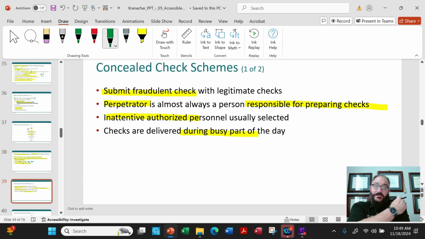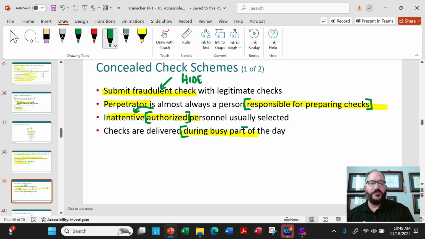A little bit more. Now they're talking about concealed check. It says submit the fraudulent check with legitimate checks. Basically, you're trying to hide it in a pile. That could work, especially if somebody's not paying attention. Notice the perpetrator is almost always the person responsible for preparing the checks, who has access, who's trusted, some authorized person not being attentive, and then you give it to somebody when they're busy, so they're not really checking. I'm sure in your work history you've gone up to somebody you needed to sign something, you just stuck it in front of them, they didn't even read it and just signed it. There you go. That's how it happens.